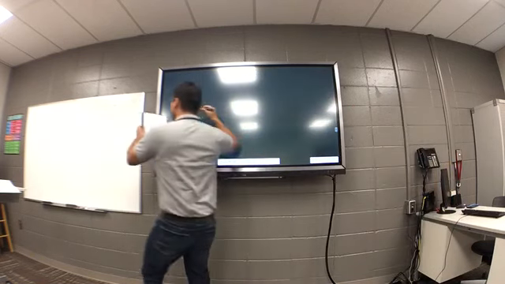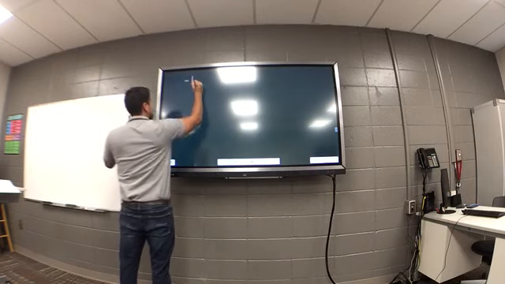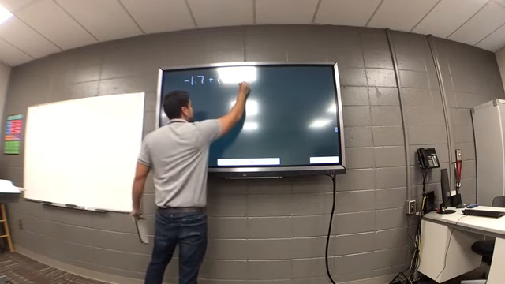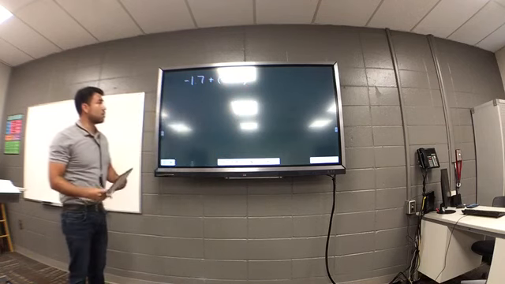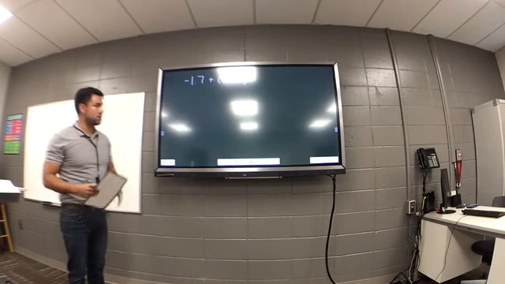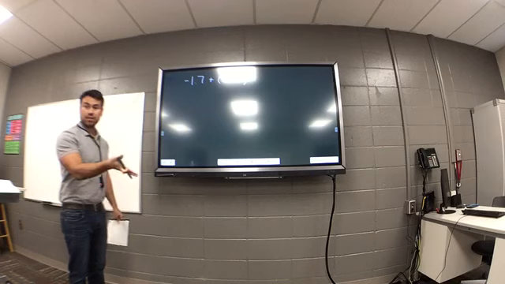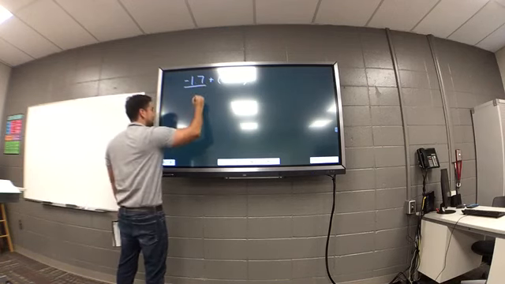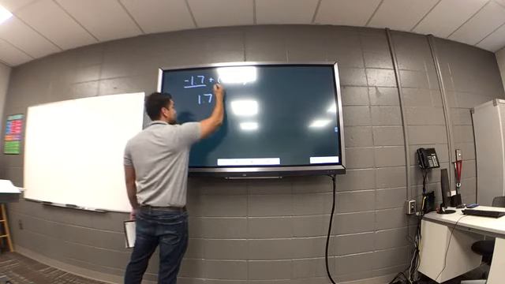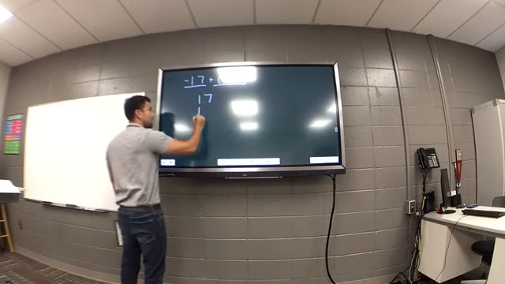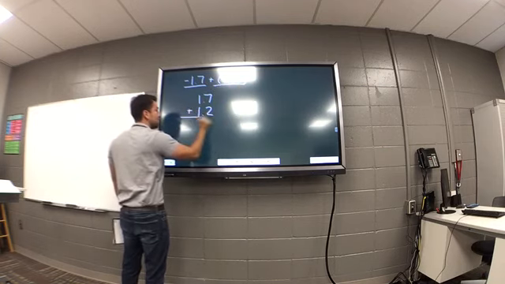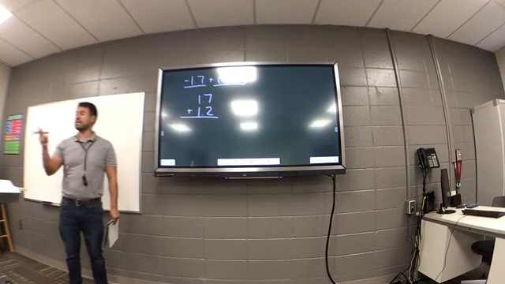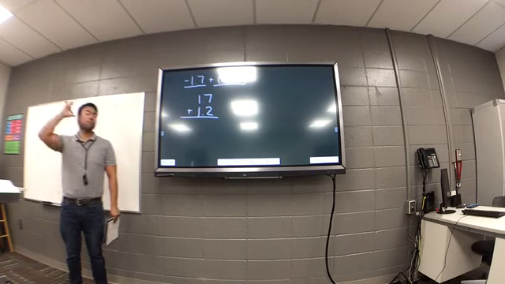I'm going to rewrite the problem, but you don't have to. I'm just doing it so I can show you my reference point. Okay. So what I'm going to do is I'm going to add these two absolute values, and then I'm going to keep a negative sign, right? Okay, what's the absolute value of negative 1.7? 1.7. What's the absolute value of negative 1.2? What do I do with these two numbers? I add them together.